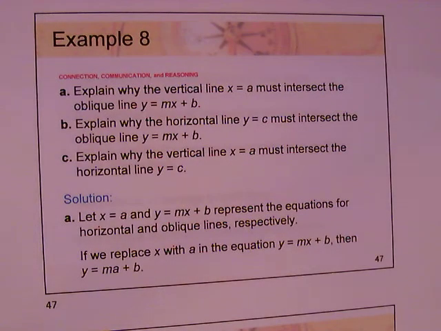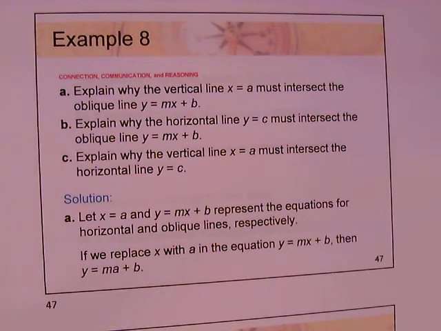In part A of this example, explain why the vertical line x equals a must intersect the oblique line y equals mx plus b. In part B, explain why the horizontal line y equals c must intersect the oblique line y equals mx plus b. And part C, explain why the vertical line x equals a must intersect the horizontal line y equals c. So let's start off with part A, explaining why the vertical line x equals a has to intersect the oblique line.